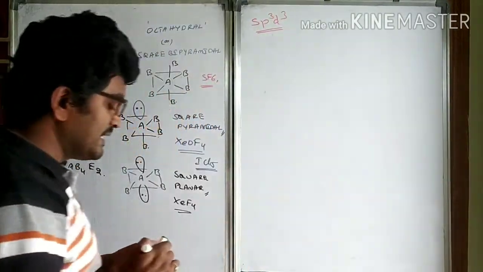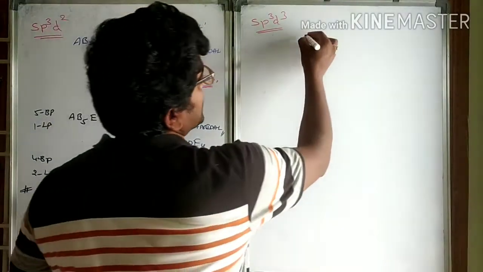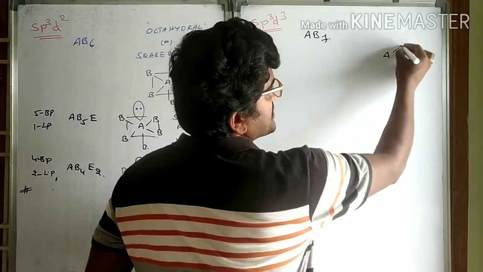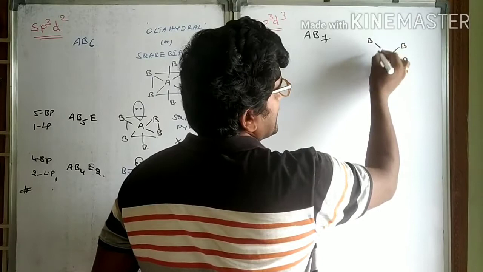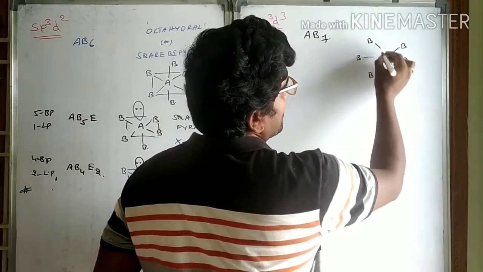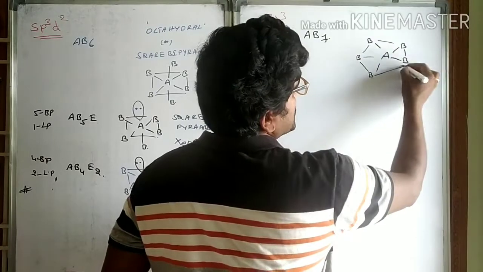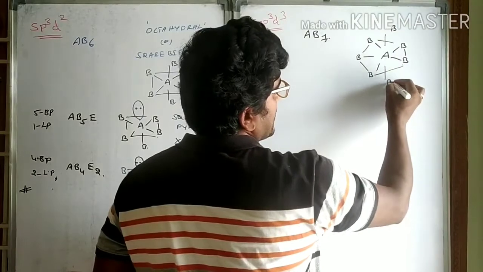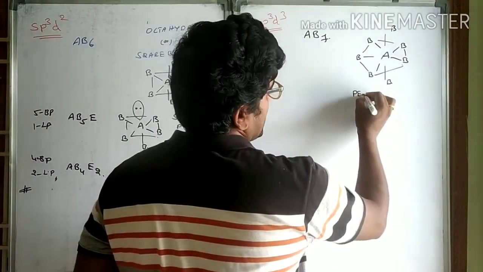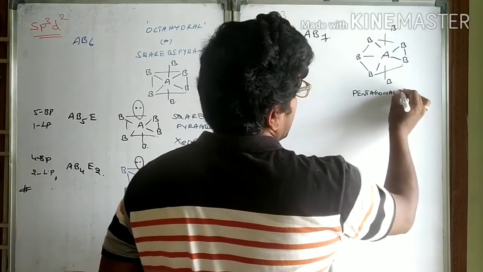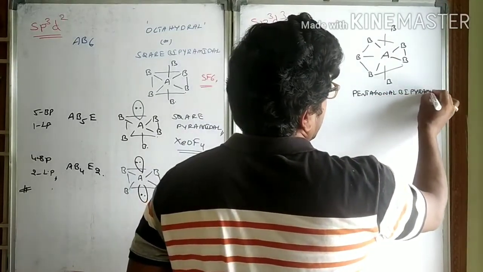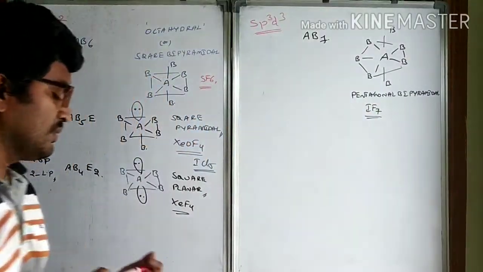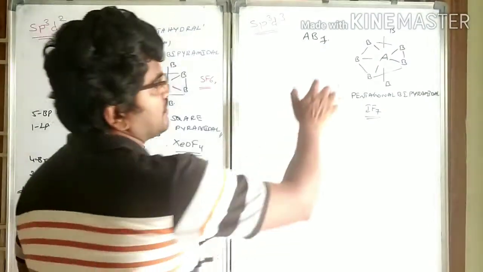Let us see sp3d3 hybridization. The example molecule is AB7. In this AB7, A is present in the center, and B atoms are present at the corners of a pentagon. So a pentagon is formed at the corners, and one atom will be above the plane and one atom will be below the plane. The structure will be pentagonal bipyramidal. IF7, iodine heptafluoride, is the best example for this.